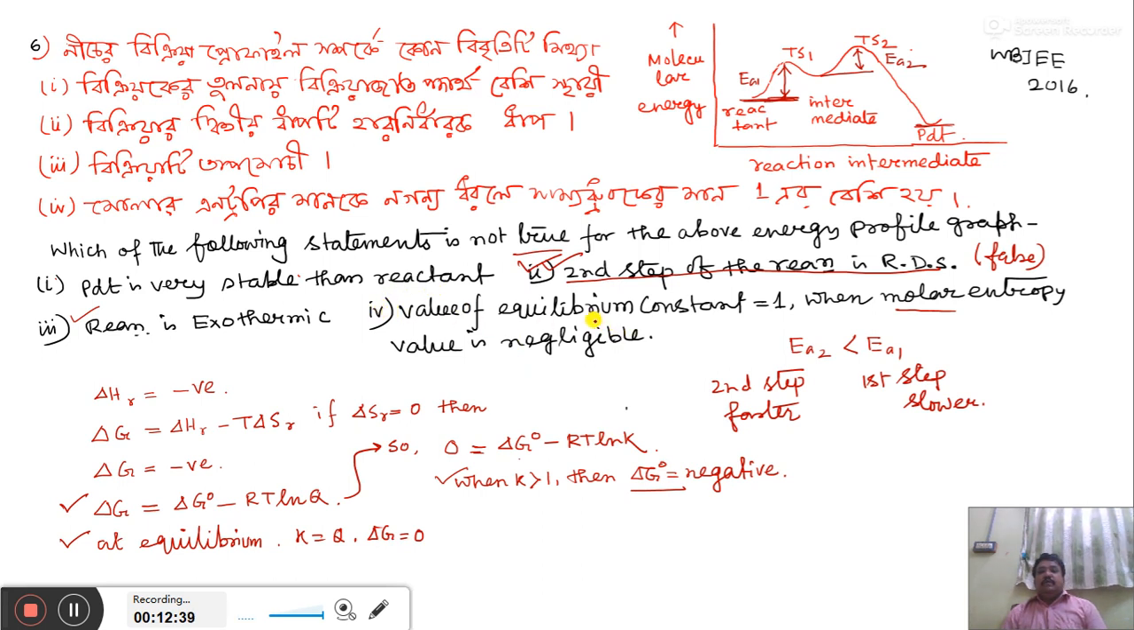So for values of the equilibrium constant when K is 1, the molar entropy value is negligible. So option 2 is the correct option and it is a wrong statement. So for this question, option 2 is right.